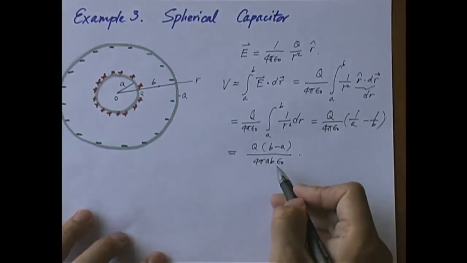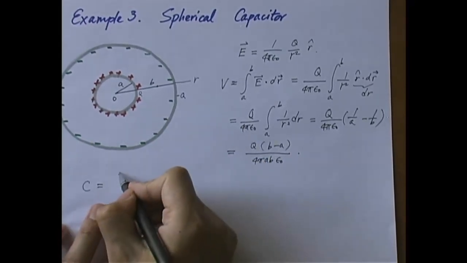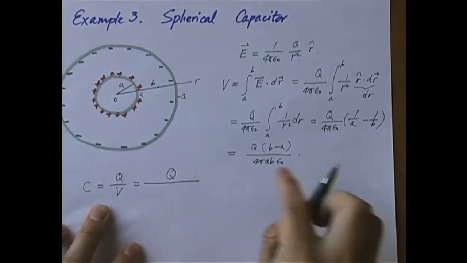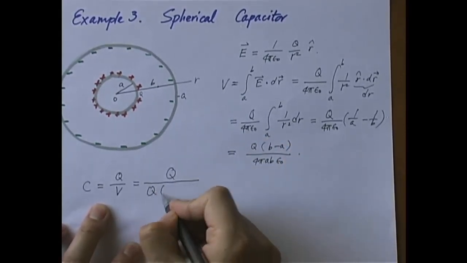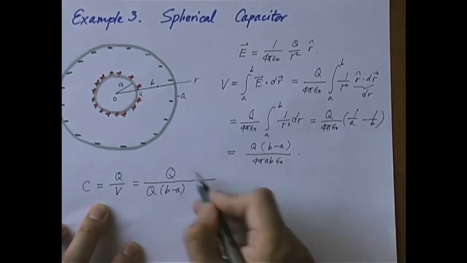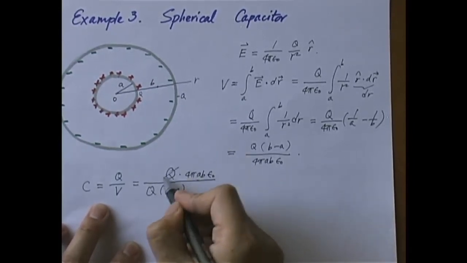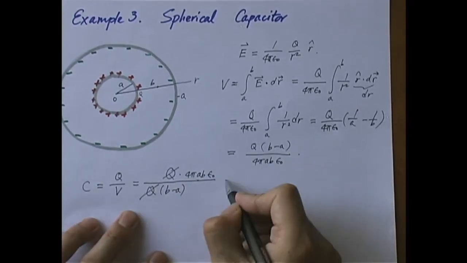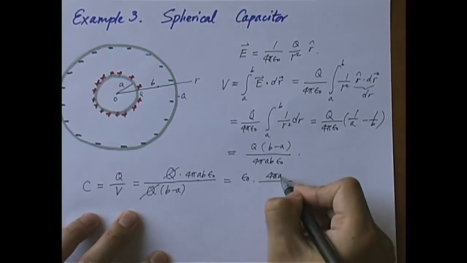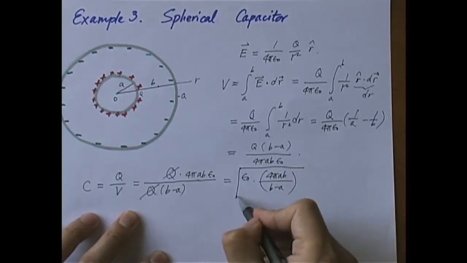With that, we now can figure out C. So what's C equal to? C equals Q over V, and that's Q divided by this whole thing here, by Q times B minus A divided by 4 pi epsilon naught AB. I'm going to flip that up, so it's 4 pi AB epsilon naught. Q and Q cancel. You're left with epsilon naught times 4 pi AB over B minus A. This is our answer.